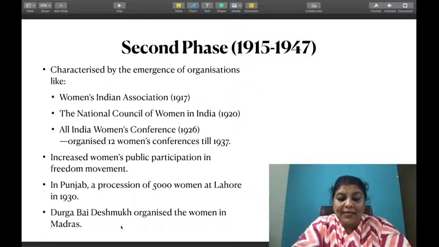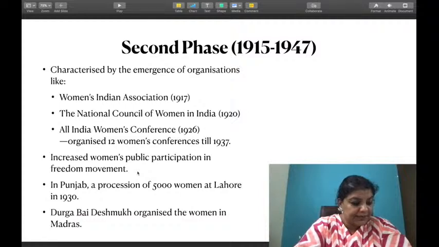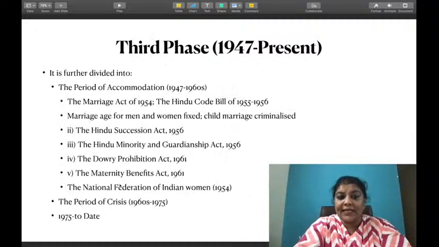And then Durga Bai Deshmukh organized the women in Madras. So they were all very, very important figures of this time in the second phase.